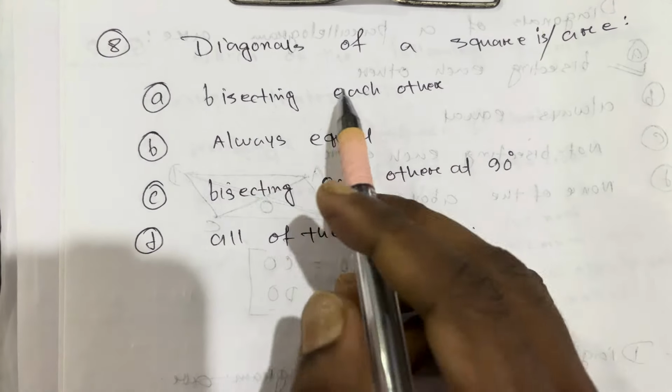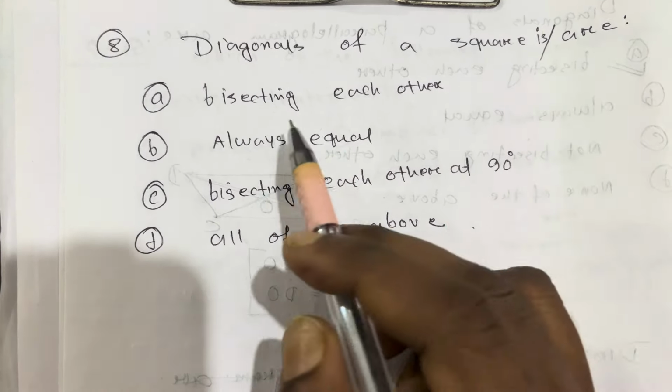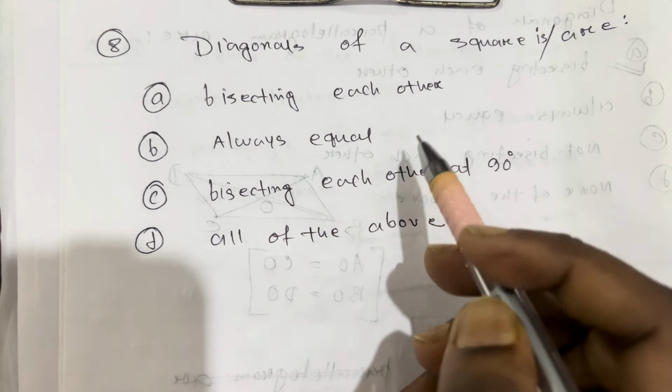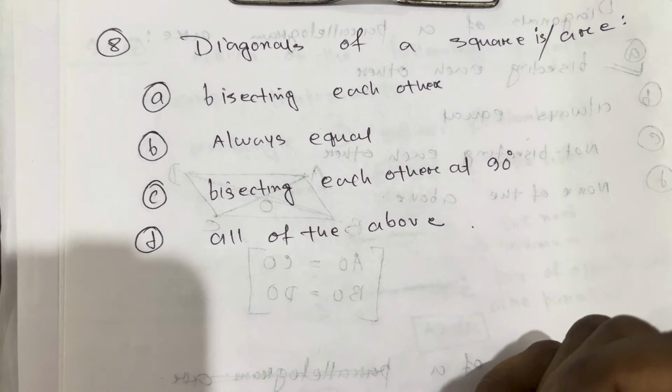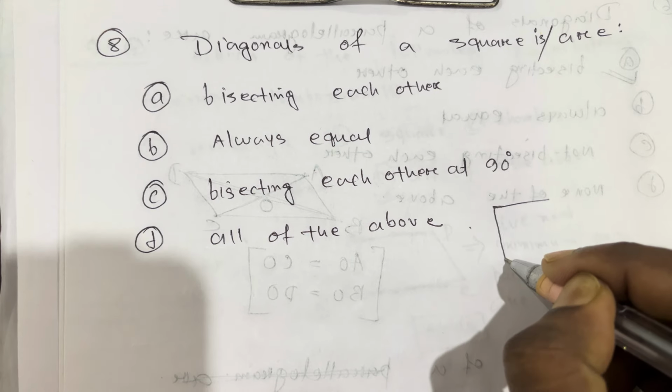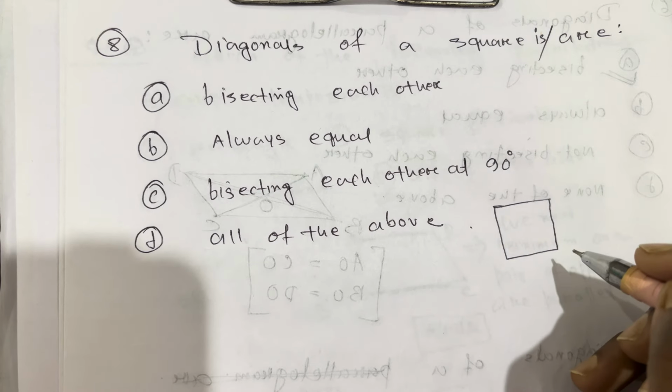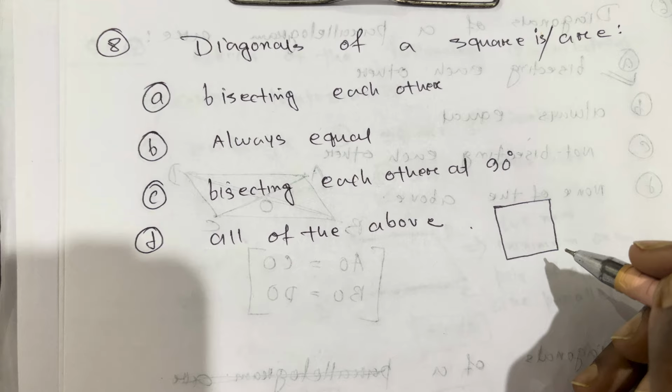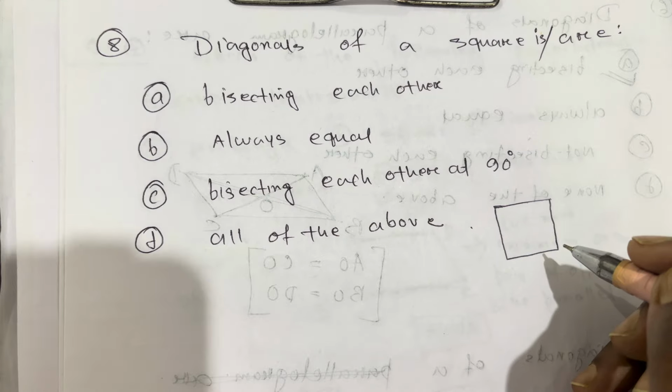Question number 8. Diagonals of a square are bisecting each other, always equal, bisecting each other at 90 degrees. So this is very easy. Always remember this is a square, no? All squares are rhombuses, and a square is a type of parallelogram, right? Isn't it? All squares are parallelograms, right?